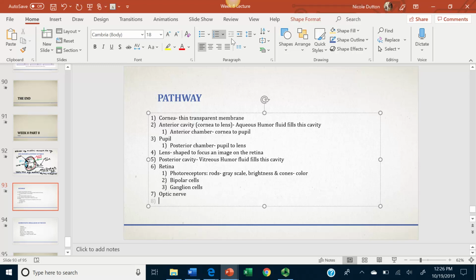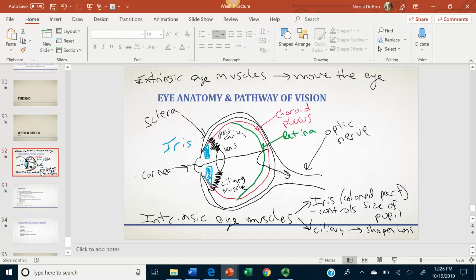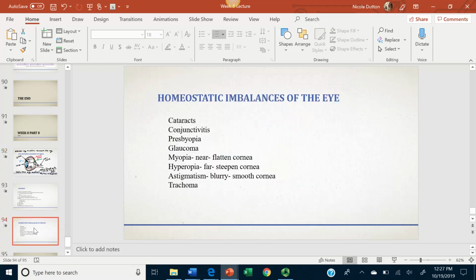From the optic nerve, we cross over to the optic chiasma, optic tract, to eventually the occipital lobe for the interpretation of vision. So, again, we hit the back of the retina, the photoreceptors, bipolar cells, ganglion cells, and then those are going to lead into that optic nerve.